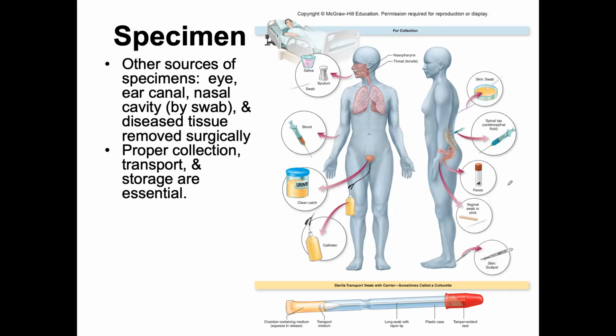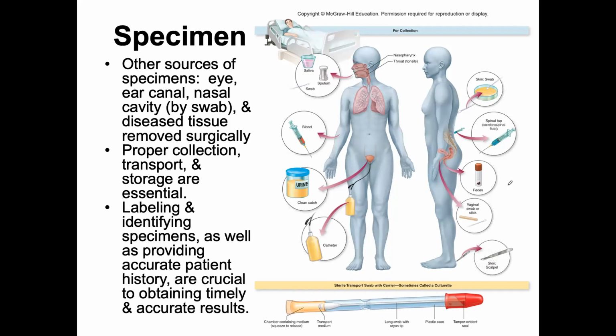We have to have a proper collection technique, transport technique, and storage technique. You don't want the sample to begin to decay quicker than normal, and you don't want the sample contaminated. You have to label and ID the specimens and provide an accurate patient history to get good, meaningful results.